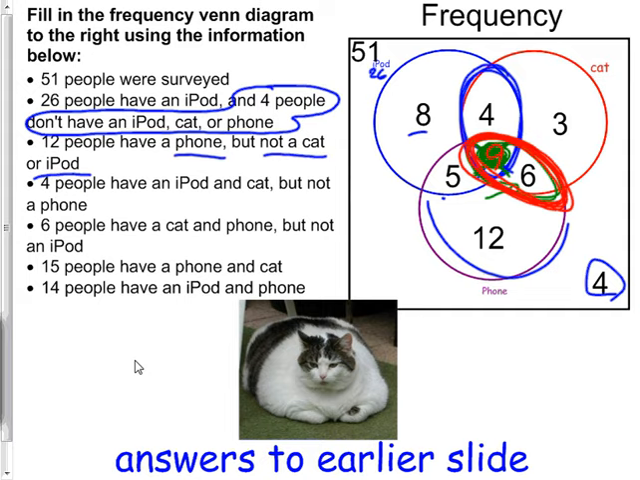Yeah, 15 people have a phone and cat. Okay, hold on. 15 people have a phone and a cat. Would you argue that these people have a phone and a cat? Okay, and you were thinking all 15 should go there. But don't these people also have a phone and a cat? Well, I thought "and" was only one, small. I thought "and" is small and "or" is big.